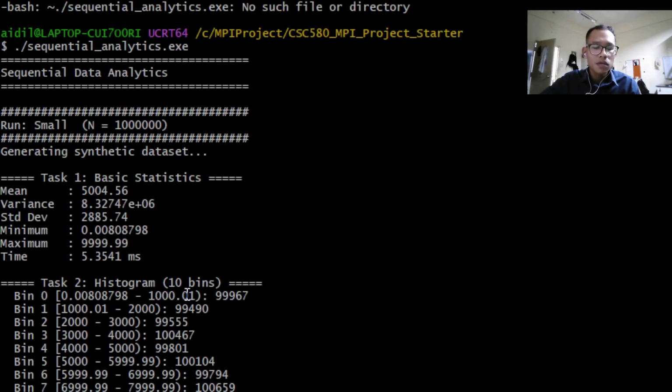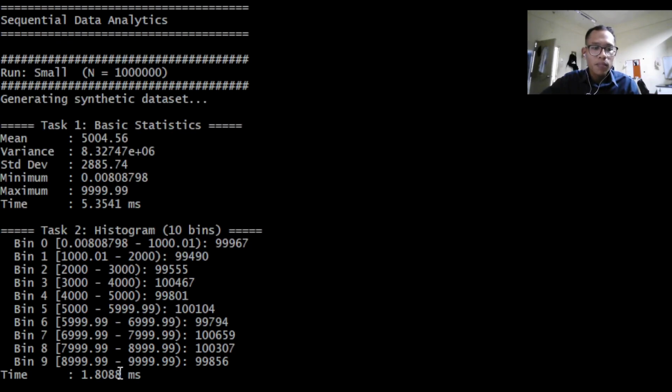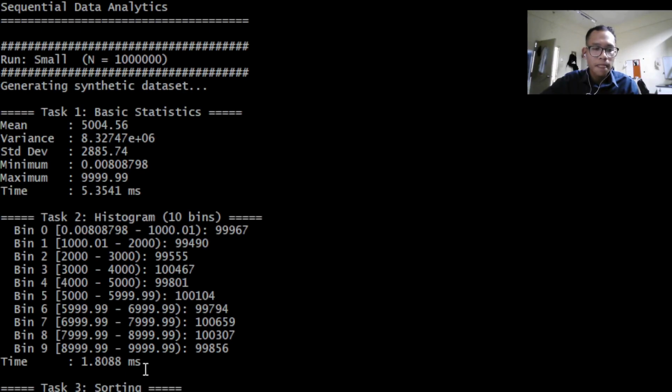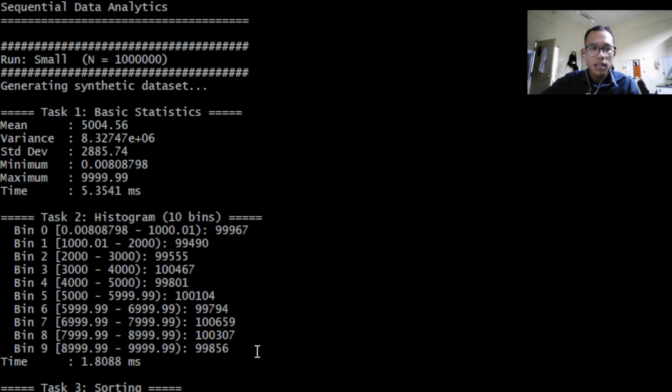So for small size data, we can see that it only took 5.3 milliseconds to perform the task and 1.8 milliseconds to generate the histogram. There are 10 bins in the histogram. See how the values in the histogram are not very different. This is because we use synthetic data, so the data generated are uniformly distributed.